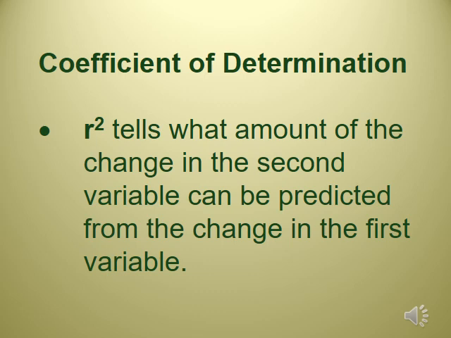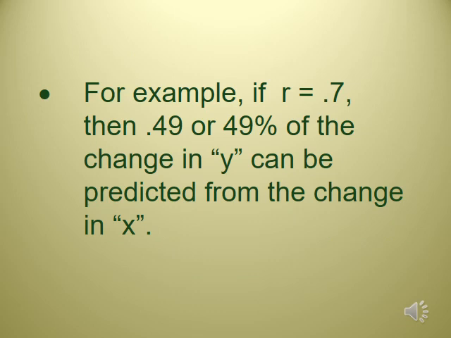So if I thought back about that relationship between how many kids a family has and the number of doctor visits they make, this would be the amount of the difference in doctor visits that has to do with how many kids there are in a family. How much of the second one you can predict from the first one. This literally is R squared. For example, if R came out to be 0.7, you'd square that, you get 0.49, and you could say that 49% of the change in y was due to the change in x.